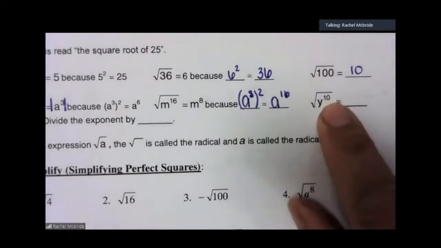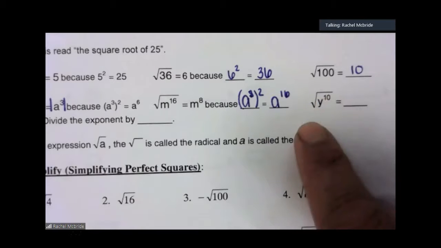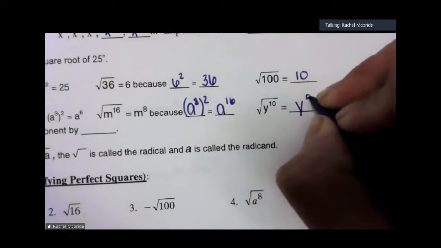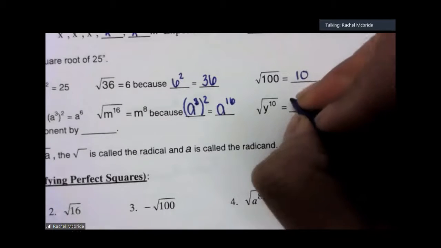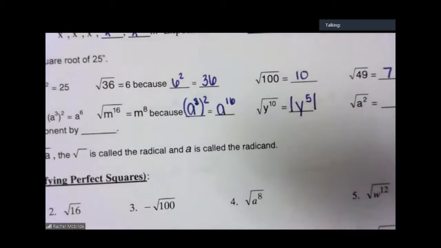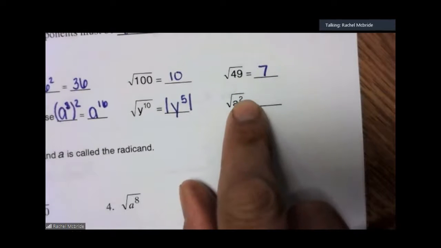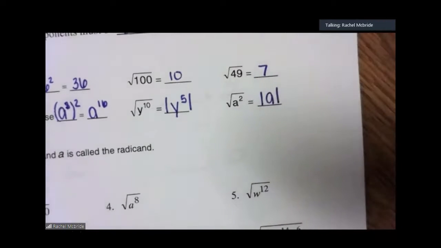So the square root of y to the 10. Basically we're doing this multiplying by 2 in reverse. So the square root of y to the 10 would be like taking 10 and dividing it by 2. So that is equal to y to the 5. Now, this is even, that's odd, therefore we need absolute values. Excellent. Square root of a squared, 2 divided by 2 is 1, 1 is odd, therefore absolute values. Perfect.